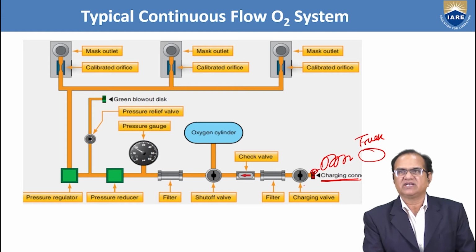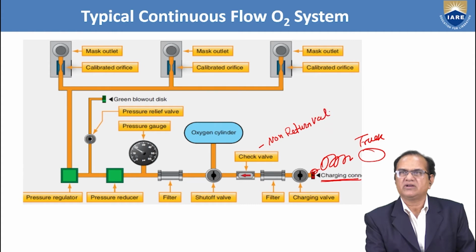Then there is a filter. In oxygen, you may have some contamination or other impurities, and those impurities have to be removed by the filter. From here, the oxygen enters the check valve. This check valve is also called the non-return valve, and normally we say NRV for short.